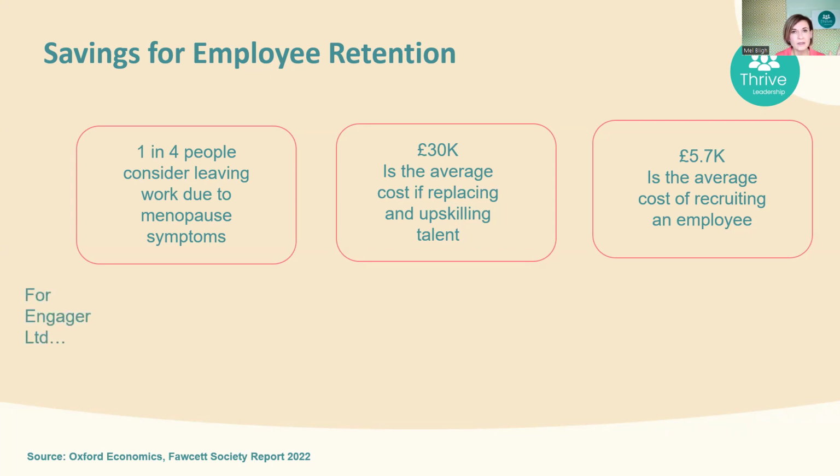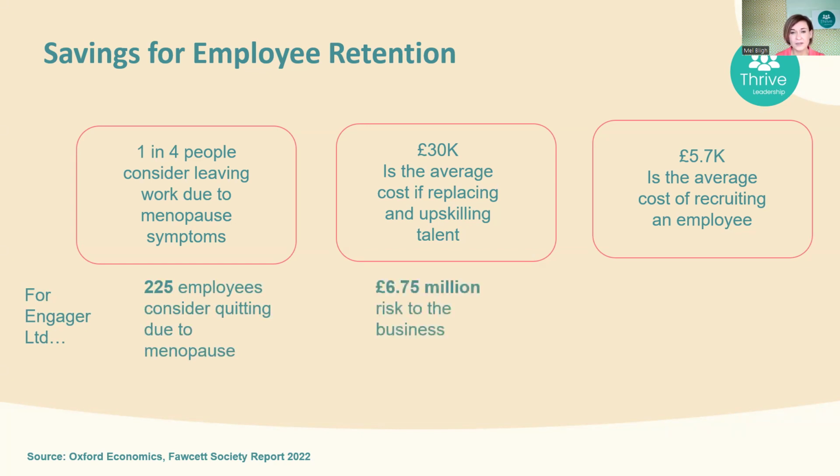So if we extrapolate that for Engager, that's 225 colleagues who are thinking of leaving the organisation due to menopause. That's £6.75 million of risk. And if we look at the recruitment slice alone, that's £1.28 million.